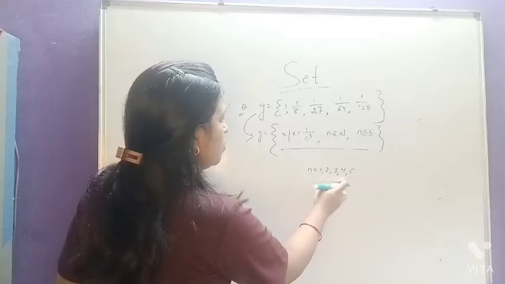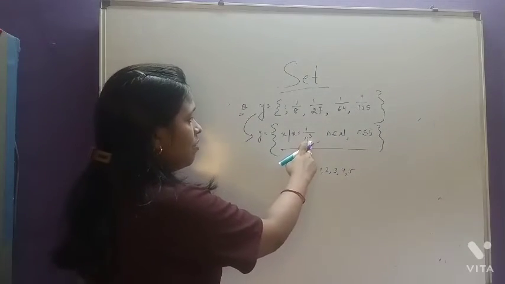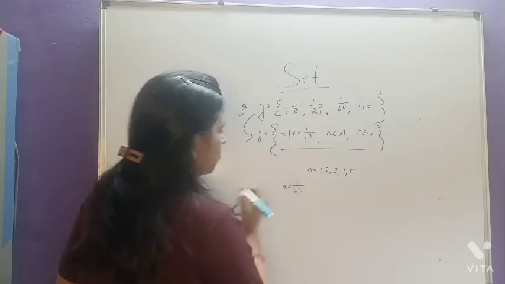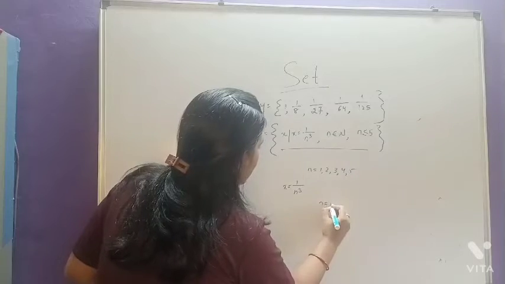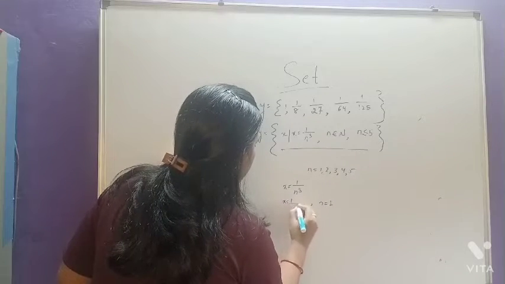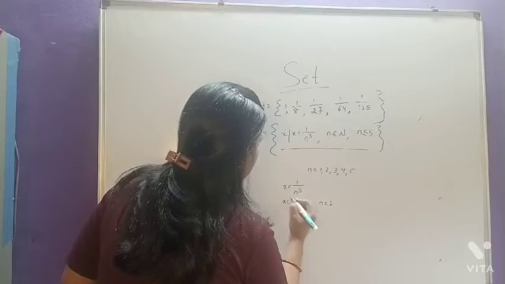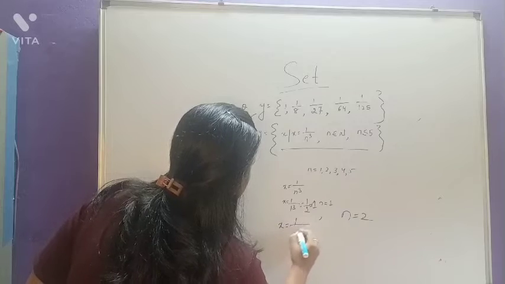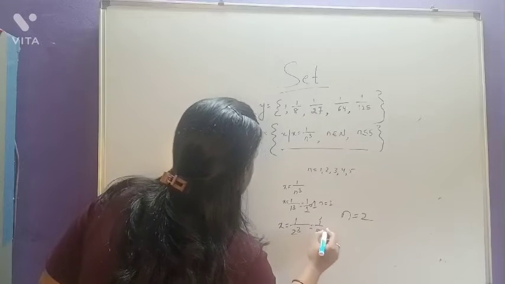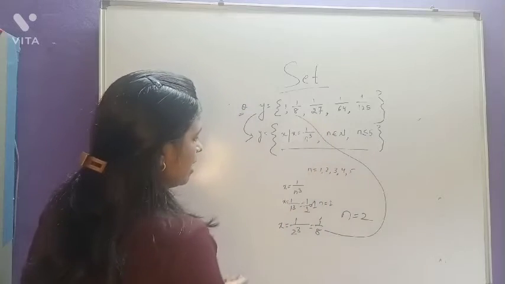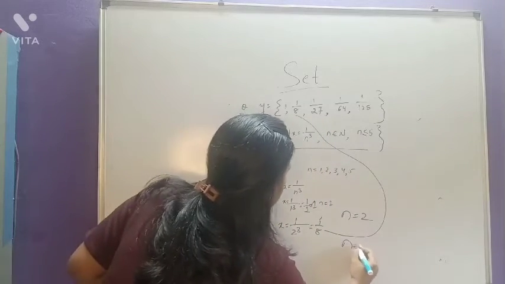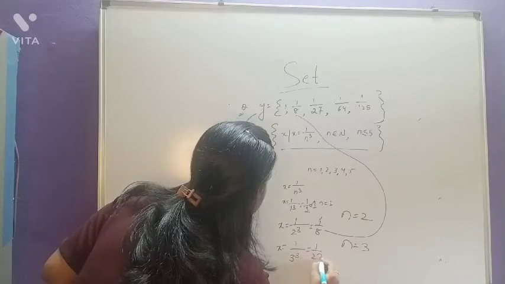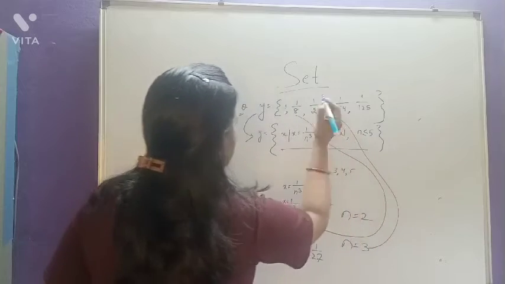Now we have to put these values in place of n. What is the rule here? I am writing x is equal to 1 by n cube. So when n is equal to 1, what will be the value? x is equal to 1 by 1 cube, that is 1 by 1, that is 1. When n is equal to 2, x is equal to 1 by 2 cube, that is 1 by 8. Yes, the second element is 1 by 8. When n is equal to 3, x is equal to 1 by 3 cube, that is 1 by 27. Yes, the third element is 1 by 27.